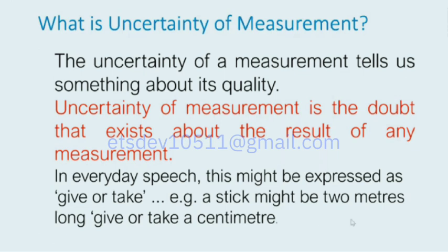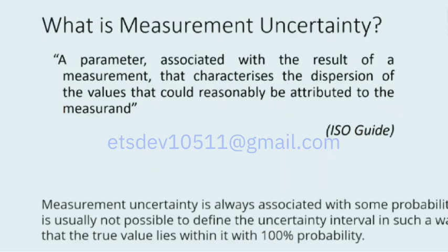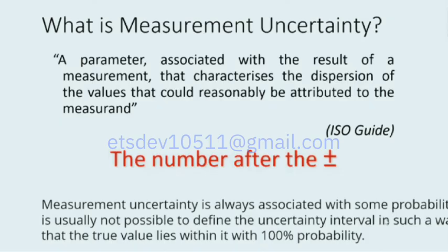So what is the definition of measurement uncertainty? The ISO guide defines it as a parameter associated with the result of a measurement that characterizes the dispersion of the values that could reasonably be attributed to the measurand. You will see later, when we calculate and express the uncertainty, what this means when we say dispersion. It is the number which comes after the plus or minus.